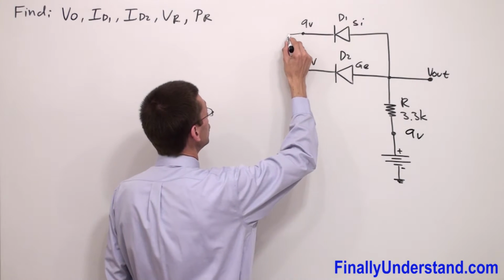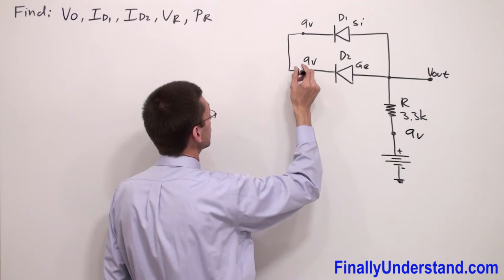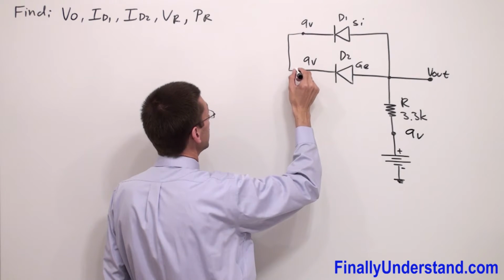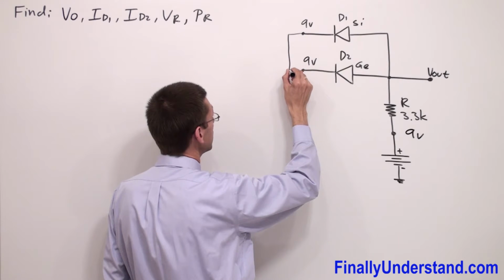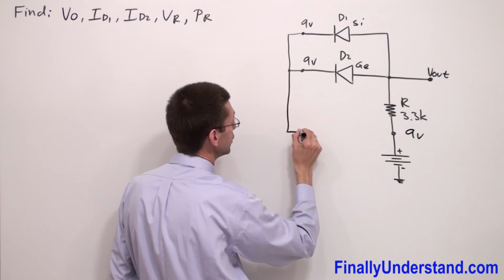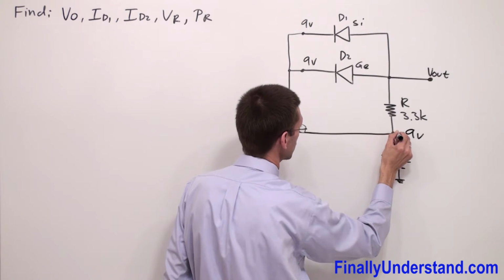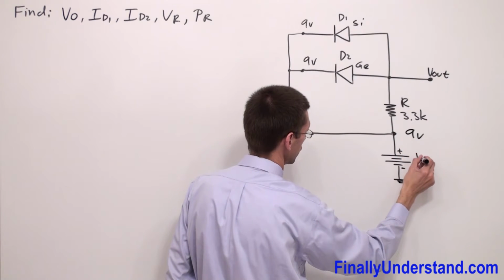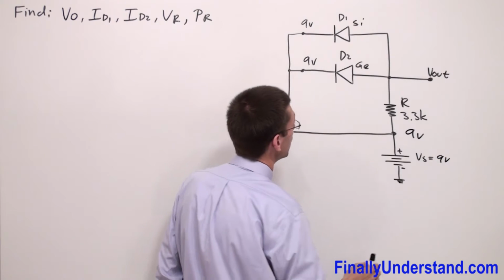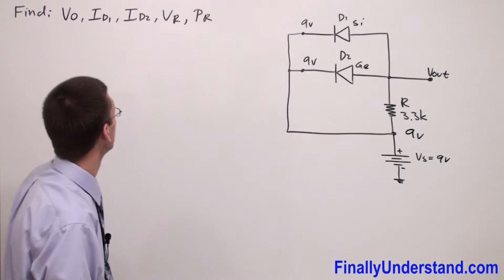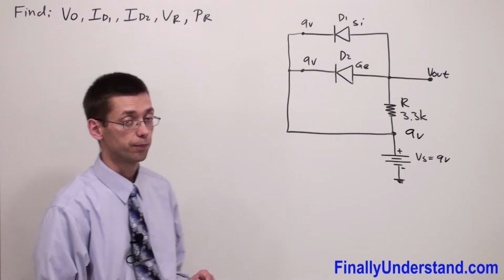It means that these two inputs are connected together, okay? And because they have 9 volts, I'm supposed to connect them to this point, okay? Because I have 9 volts, my voltage source is equal to 9 volts. The problem is asking me to find the output voltage, okay?